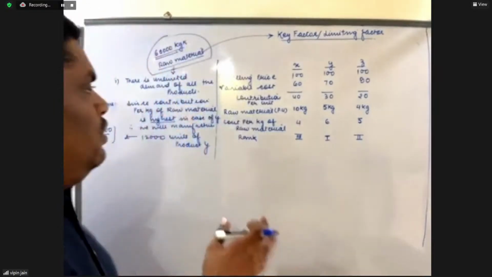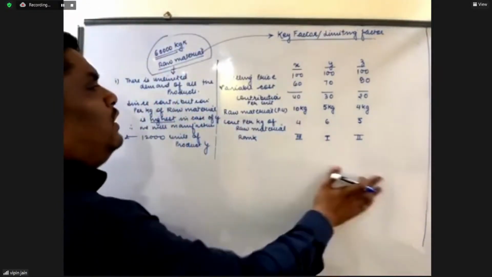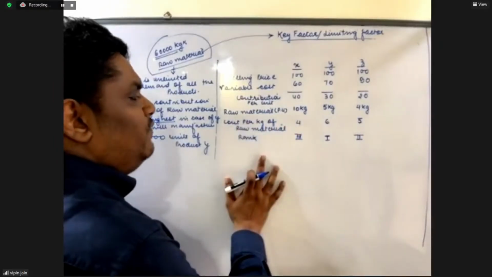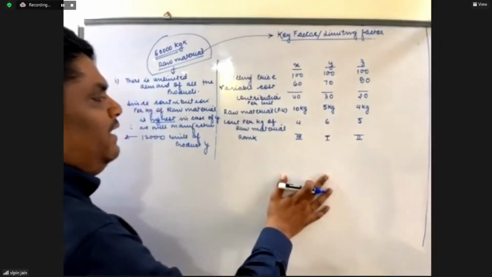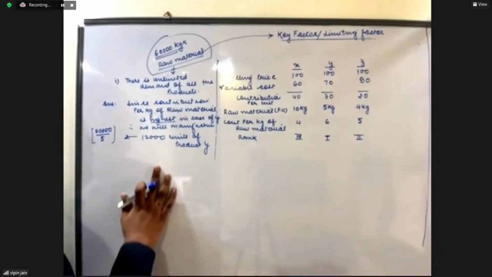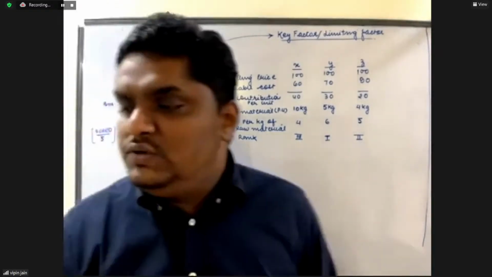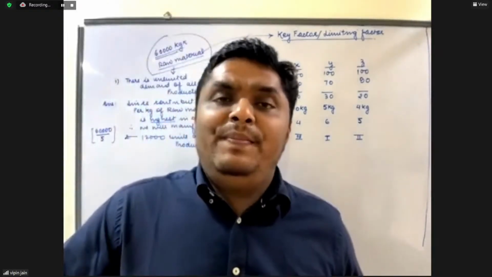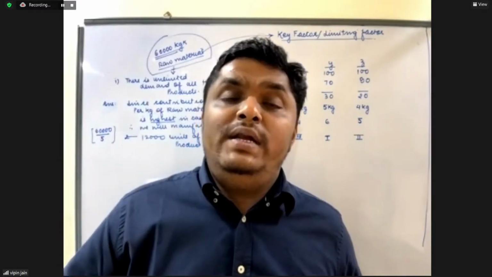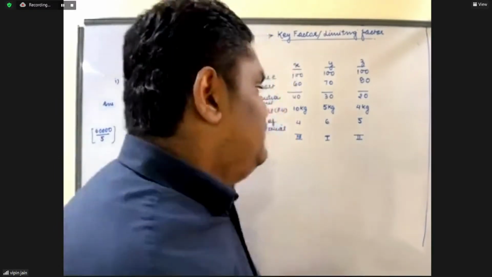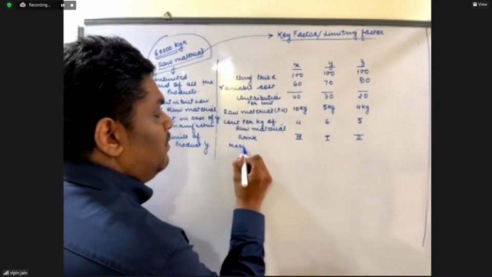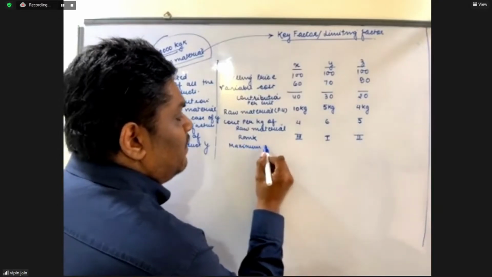Now, if there is unlimited demand of all the products, we will manufacture product Y since the contribution per kg of raw material is highest in case of Y, and the number of units manufactured for product Y will be 12,000. So this is the first situation. Let's take the second situation wherein there is limited demand of every product. So let's say maximum demand is given.